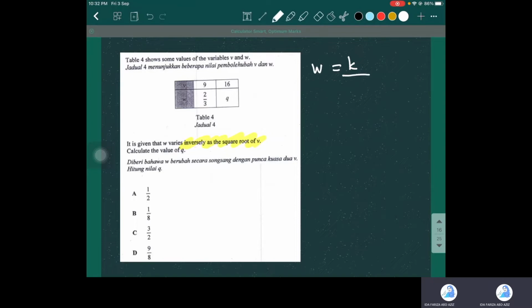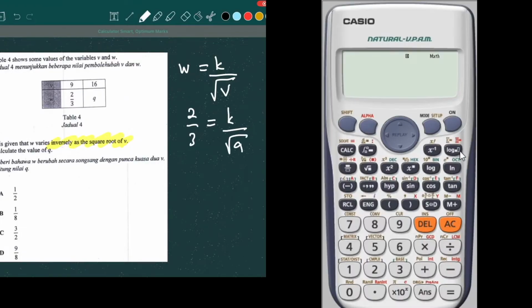So kita akan insert V equals 9, W 2 over 3 dalam calculator. Okay, so kita akan nak masukkan ni lah, 2 over 3 equals K over square root 9. Okay, kita nak masukkan ni dalam calculator supaya nak dapat nilai K ni berapa. Kita nak tahu K ni berapa. Okay, let's take out our calculator. So kita ada fraction kan? Okay, kita ada fraction. So tekan fraction lah, 2 over 3. Alpha equal. Okay, K tu kita guna X alpha X.